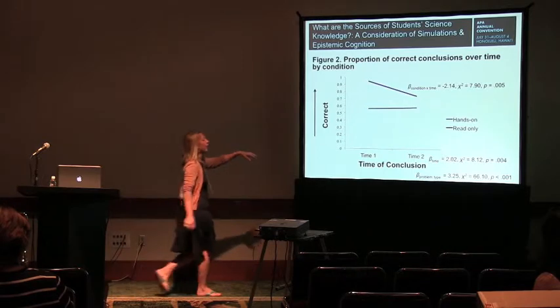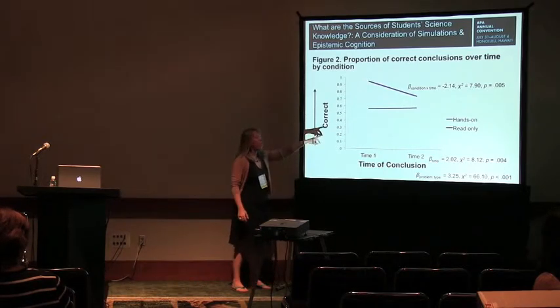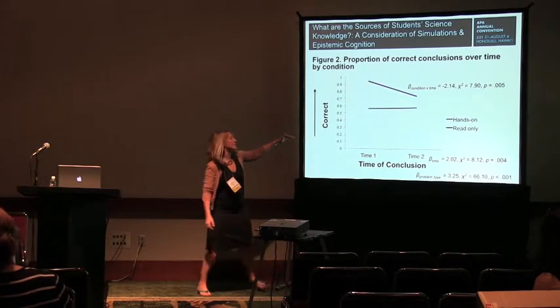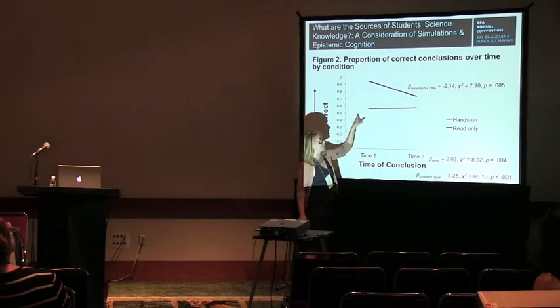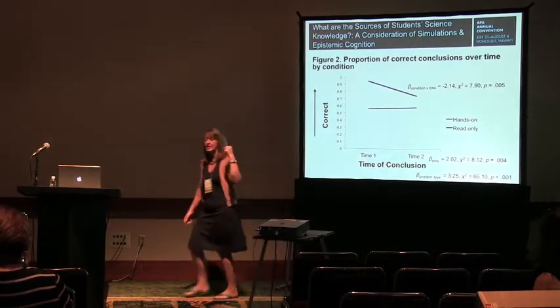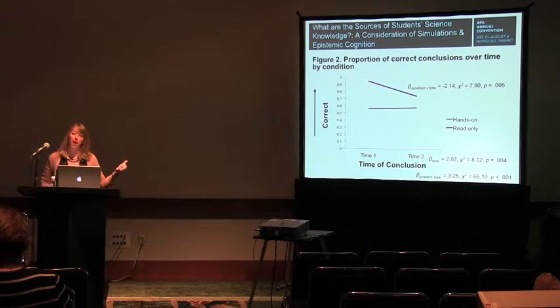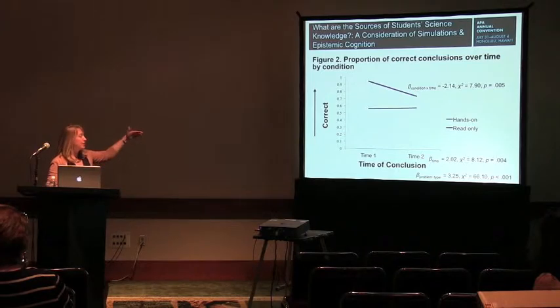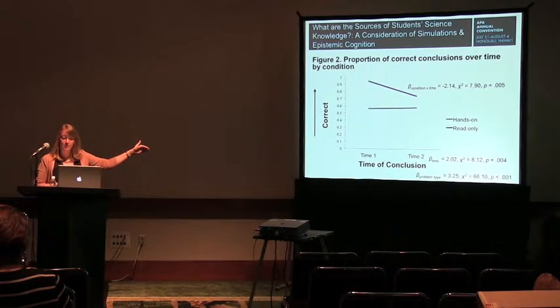So again, proportion of correct conclusions over time. You'll probably notice that this looks good for hands-on because we're above 50%. Remember that this is both problems, both the belief consistent and belief inconsistent problems. So this is overall accuracy. You can see that hands-on actually maintains that knowledge relatively well. And these means are, I believe, 0.56 and 0.57, or the proportions of 0.56 and 0.57.